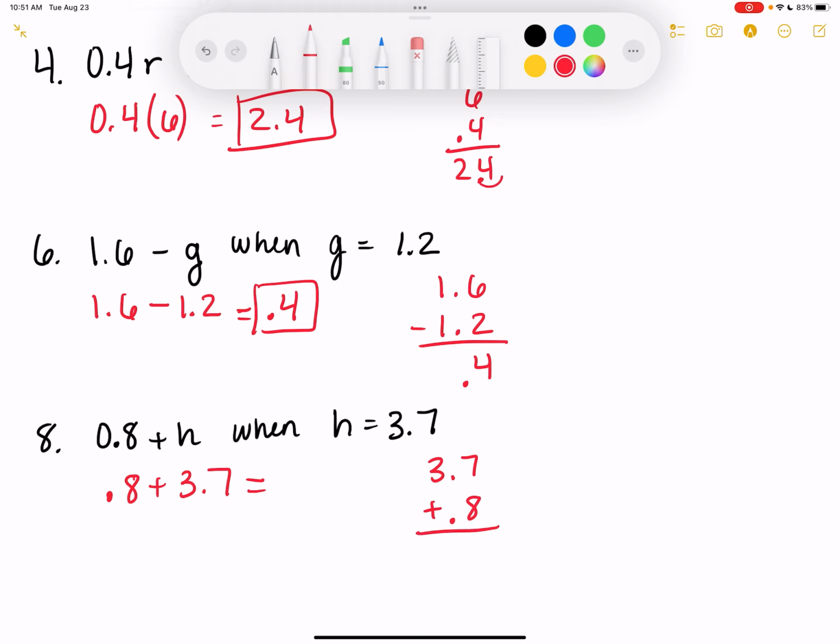So 8 plus 7 is 15. So I have the 5 here and I carry the 1. Since I'm adding, I just bring down the decimal point. And then 3 plus 1 is 4, so the answer would be 4.5.